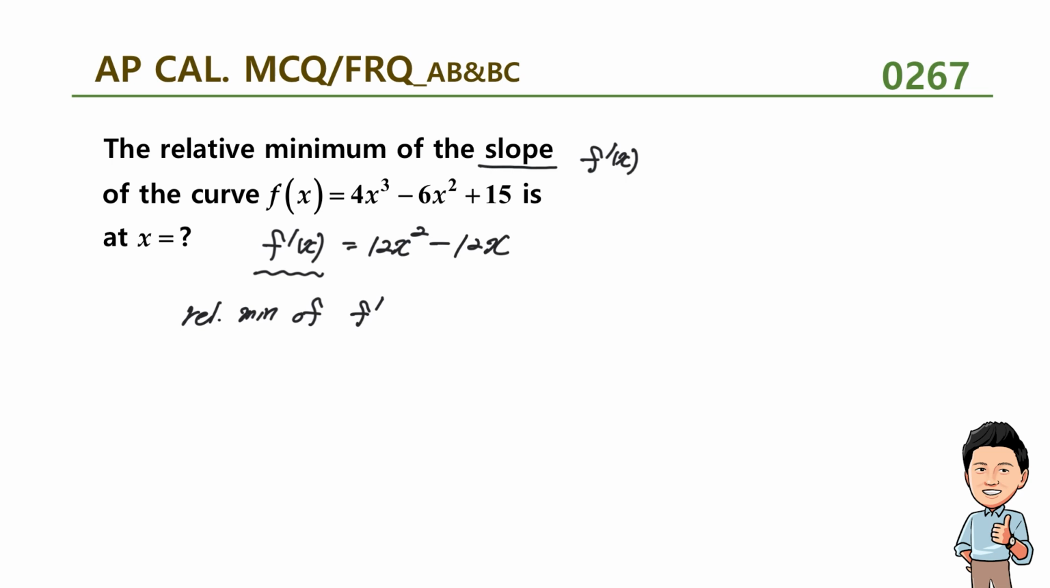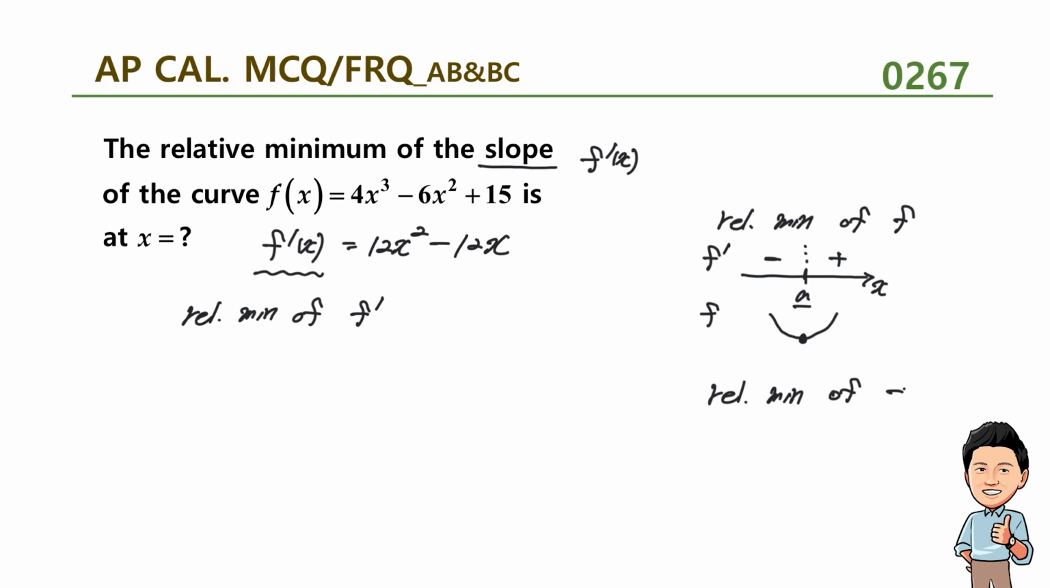Remember, to find the relative minimum of f, what we did is we found the critical point, right? Let's say the critical point is a. Then we test it, right? So let's say f prime is negative to positive. Then we know that f is decreasing in this interval, increasing in this interval. So we know that f has a relative minimum at x equals a, right? That's what we did. Here we're trying to find the relative minimum of f prime, right?